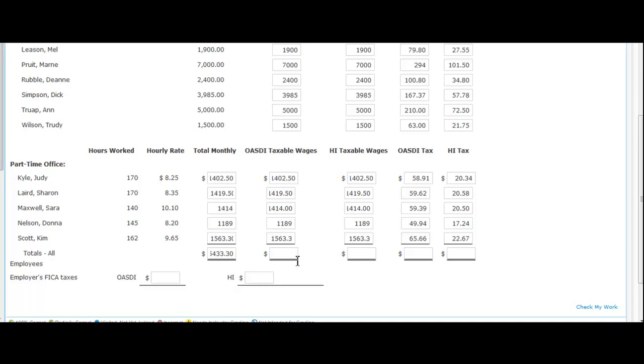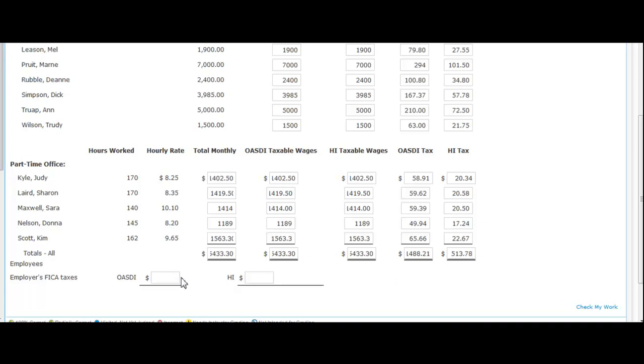Then we're going to total this up, and remember this total includes full-time and part-time employees. For our taxable wages, we have $35,433.30. Same for our high tax. And then the total of all of our taxes for OASDI is $1,488.21, and for our high tax is $513.78.